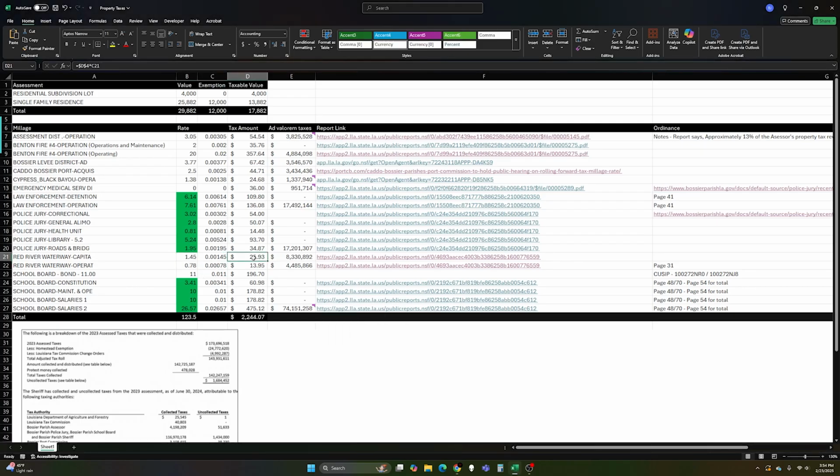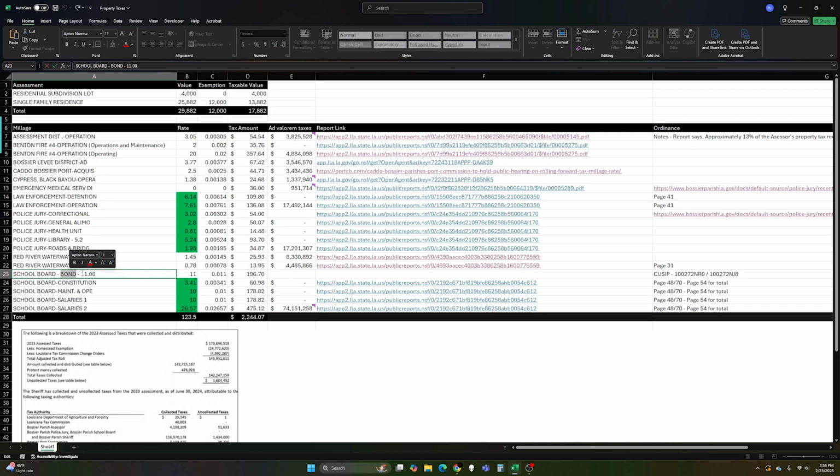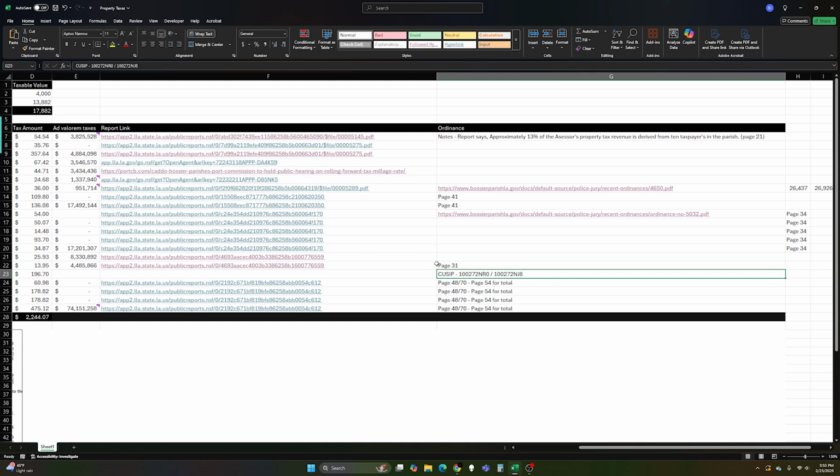So I wasn't able to find those two specifically, so it looks like it's by parish. So I'm going to skip this. No, let's go into it right now. I couldn't find this specific millage right here for the school board bond. I would love to see all the municipal bonds in Bossier Parish, so I will work on that and come back with another video.